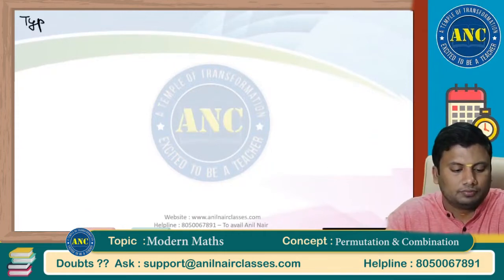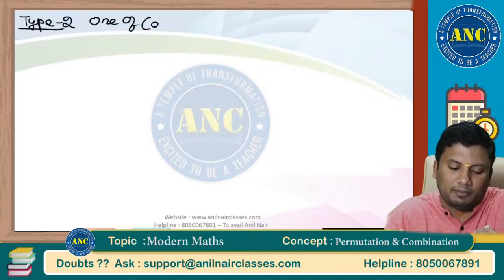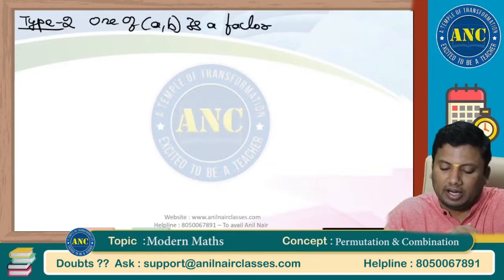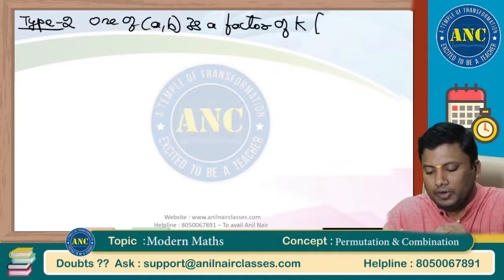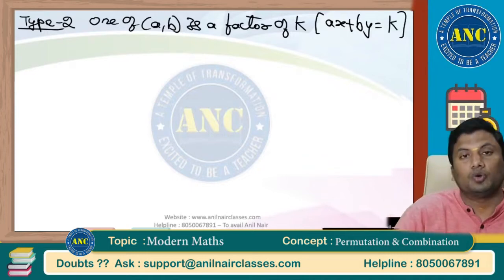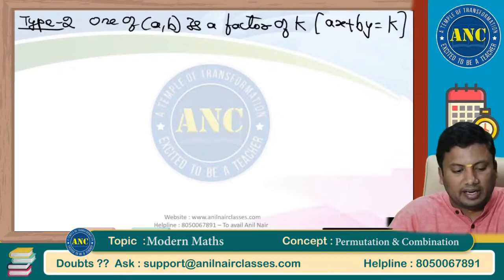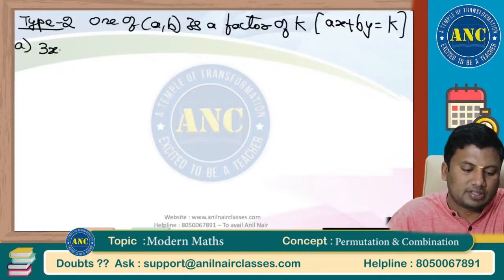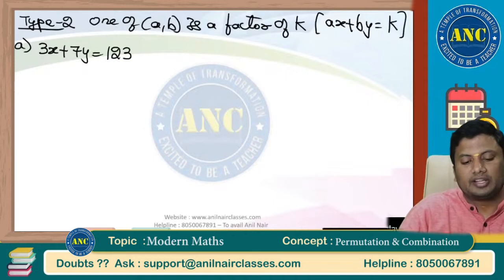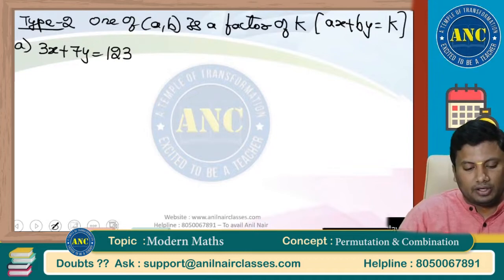Type 2. What is type 2? Only one of a comma b is a factor of the right hand side. Type number 2: ax plus by equivalent to k. In a linear expression with two variables, what if only one of a comma b is a factor of the right hand side? Write down the question. 3x plus 7y equivalent to 123.